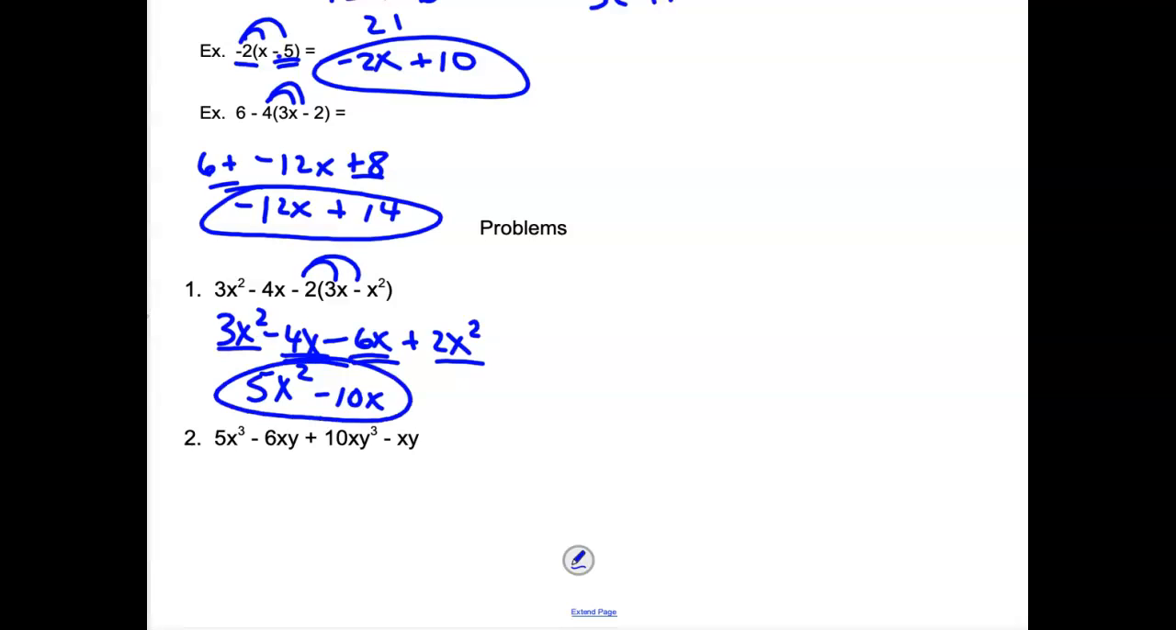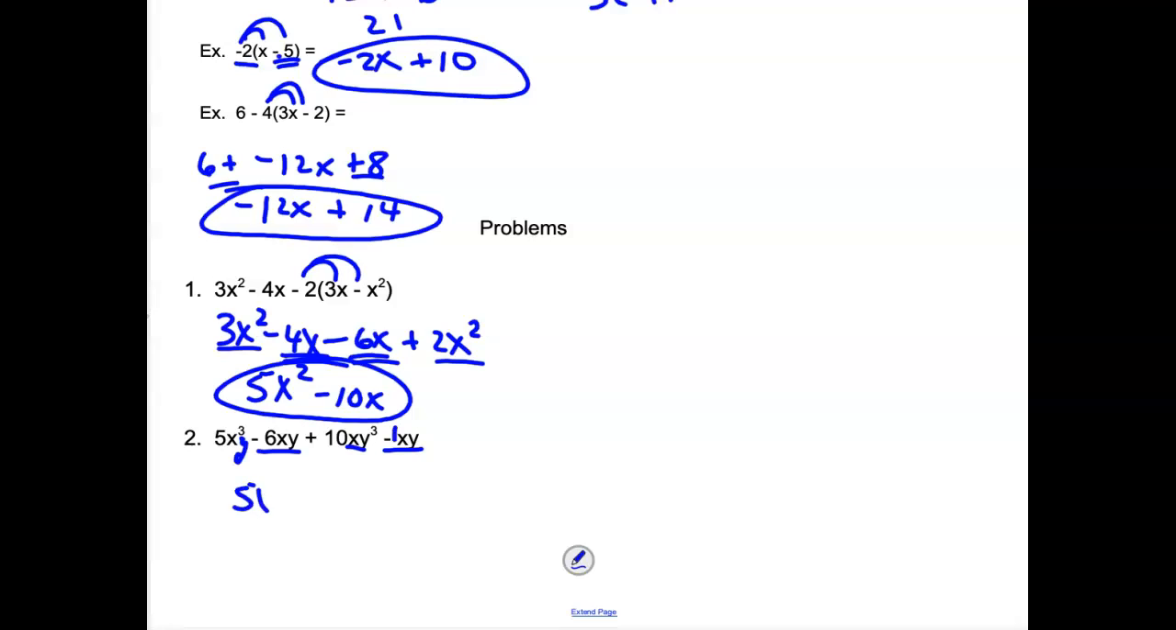Last one. No distributive properties, looking for like terms. The only thing I see that is alike are these two right here. Nothing else is alike. Even if this would have had a y after it, it still wouldn't have been the same as that. It has to have the exact same power with the same letter. So the only thing I put together is the negative 6xy. And if there's nothing in front, just put a 1 there.